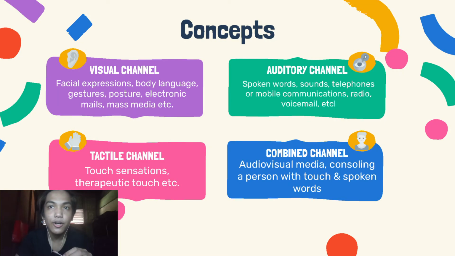Communication can happen through the use of several channels like visual, auditory, tactile, and combined channels. For visual channels, the transfer of messages may be done through facial expressions, body language, gestures, posture, and many more. For auditory channels, messages may be conveyed using spoken words, sounds, mobile devices, and audio content.